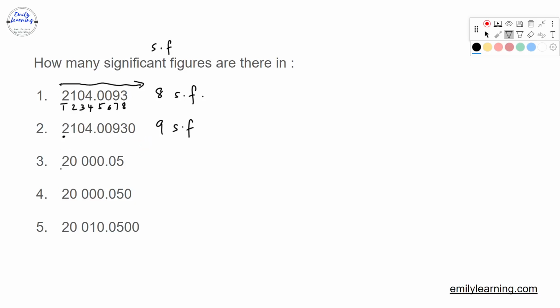Similarly, for question 3, we'll start counting significant figures from this 2 here. And there's 1, 2, 3, 4, 5, 6, 7. 7 significant figures here. Moving on to this, I'll start counting from here. So it's 1, 2, 3, 4, 5, 6, 7, 8. 8 significant figures. As for this, same thing, I'll start counting from this 2 here. So there's 1, 2, 3, 4, 5, 6, 7, 8, 9. So there are 9 significant figures for this number here.